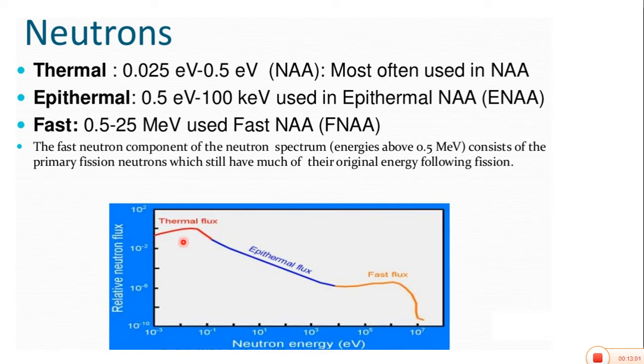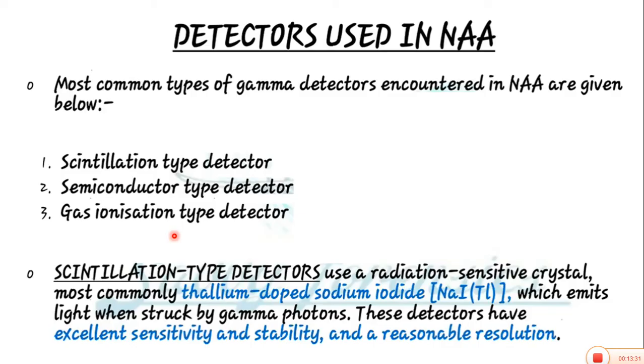But this one is less energetic as compared to the fast flux, though it has a very low flux. Actually, flux is very important, because, as we have discussed earlier, the main thing is the flux. If a neutron has a great flux, then the accuracy as well as the sensitivity of the neutron activation analysis is also very good. So in almost all cases of analysis, thermal neutrons are the most favorite.